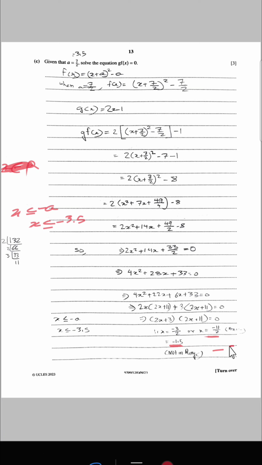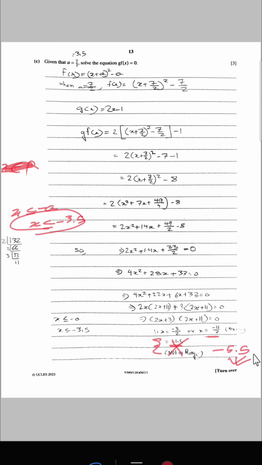If we compare these two values with the domain, we can see that x less than or equal to negative 3.5 verifies negative 5.5, but the other value is greater than negative 3.5. Negative 1.5 is greater than negative 3.5, so this value is not in our range, so our final answer is negative 5.5.